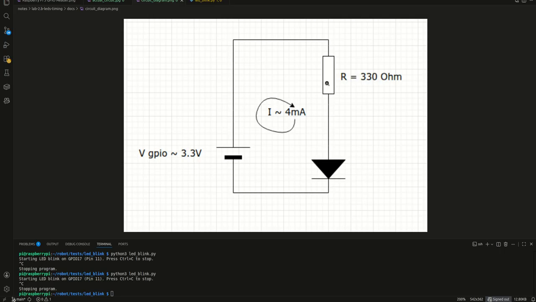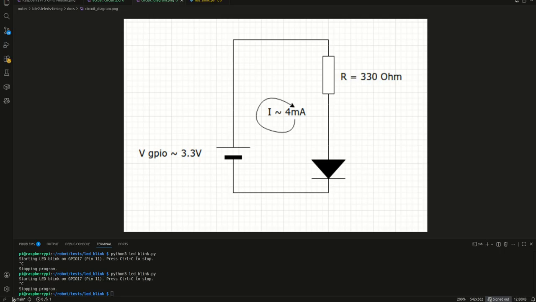The resistor is not optional. An LED is not a resistor. Once it starts conducting, it behaves almost like a wire. Without current limiting, the current would rise uncontrollably.